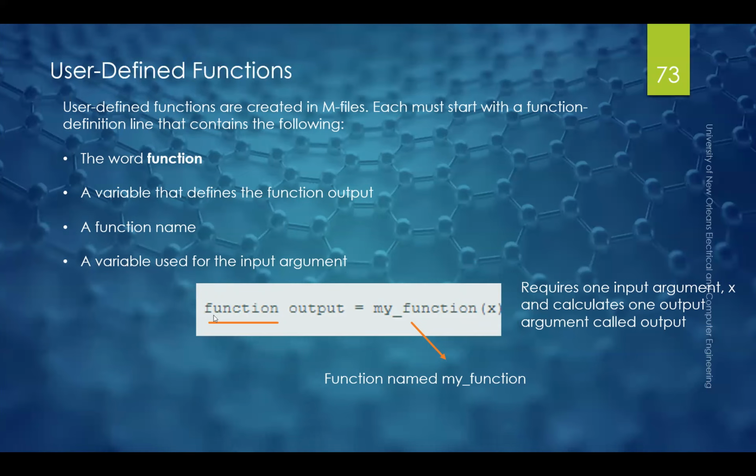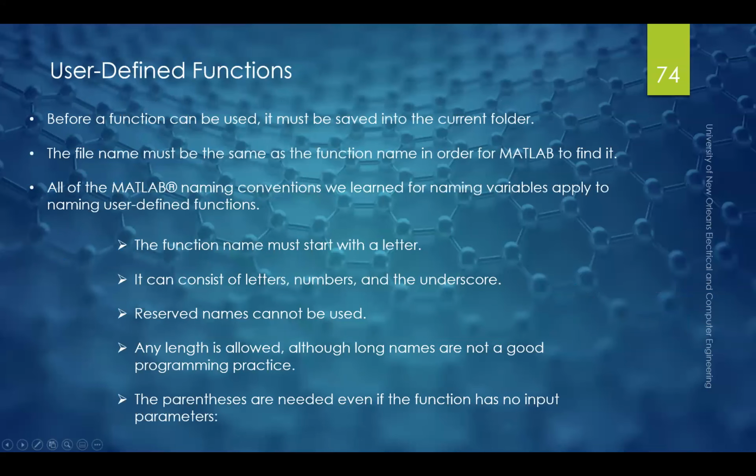So for example, here you have the word function, right? Stating function automatically tells MATLAB that you are going to define a function. This will be the function name, in this case, my_function, my underscore function is the function name. And in this specific case, the function requires one input argument that we call x and calculates one output argument that we're going to call output. Okay, so it takes an input, does something with it behind the scenes, and returns an output.